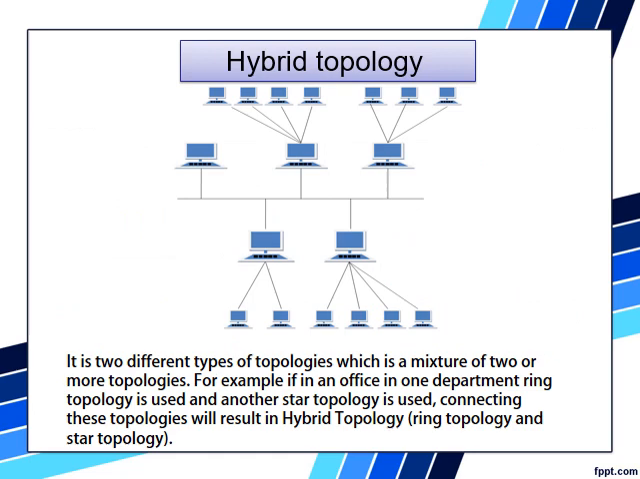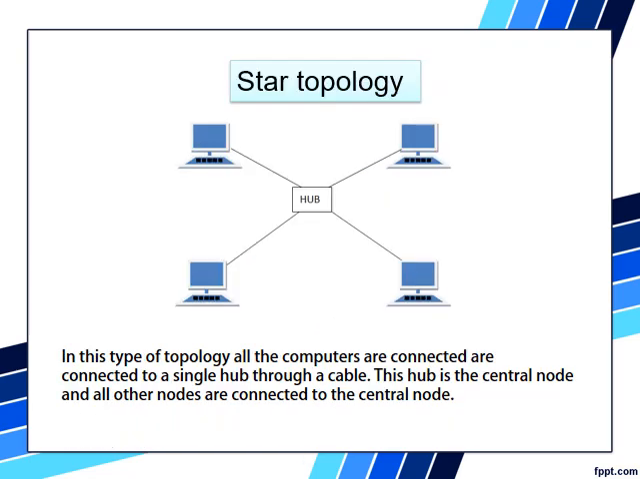Hybrid topology. It is a mixture of two or more different types of topologies. For example, if in an office one department uses ring topology and another uses star topology, connecting these topologies will result in hybrid topology, which means ring topology and star topology together. The next one is star topology. In this type of topology, all the computers are connected to a single hub through a cable. This hub is the central node and all other nodes are connected to the central node.